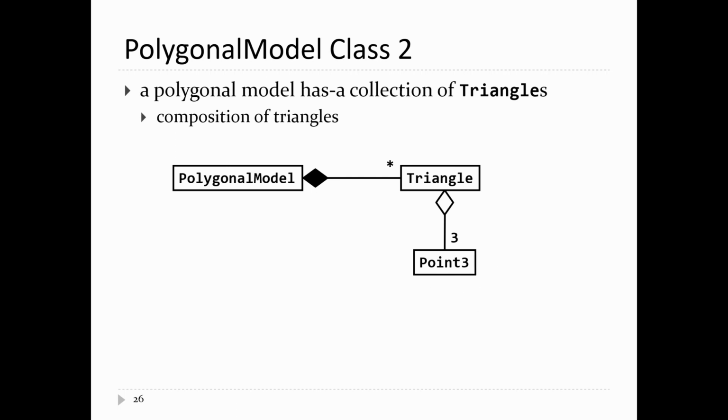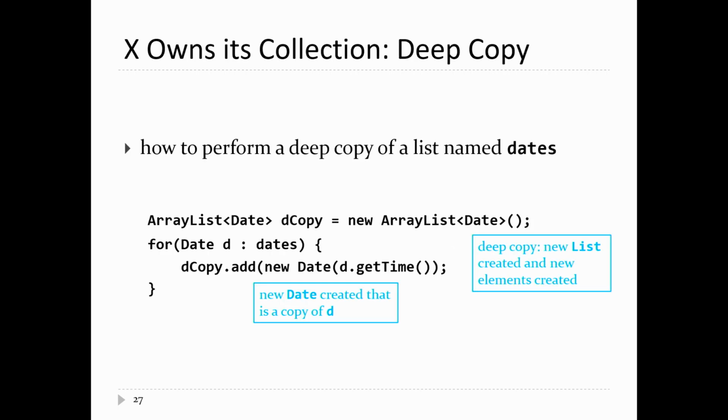It's still an aggregation of 3 points. Okay, so how do you perform a deep copy on a list? There is no convenient way to make a deep copy of a collection. And in general, you cannot always make a deep copy of a collection. So to make the deep copy, you make a new list, or a new set, or a new map, right?